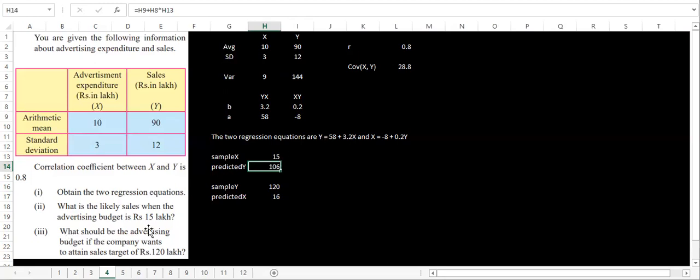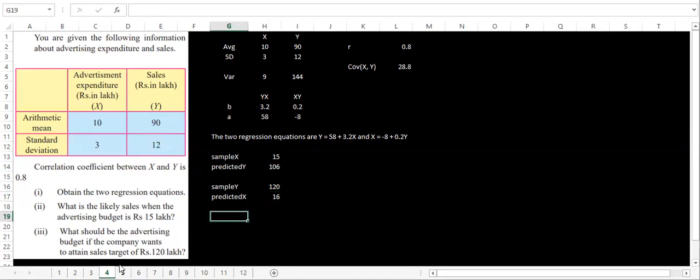For the next one, what should the advertising budget be if the company wants to attain an annual sales target of rupees 120 lakh? So 120 lakh is the sales, the y value that we are given. We have a sample y of 120, and we need to predict the x value. For that, we can use the second equation, negative 8 plus 0.2y. If you plug in 120, the predicted x value comes out to be 16. As a final reminder, the answers should be in lakhs of rupees because the units were rupees in lakh. So here the answer is rupees 106 lakh, and here the answer is rupees 16 lakh.